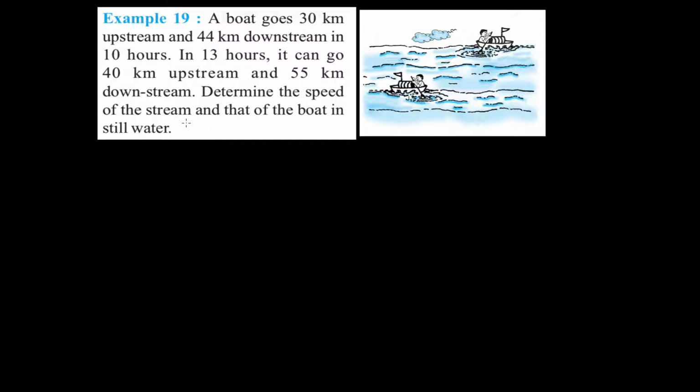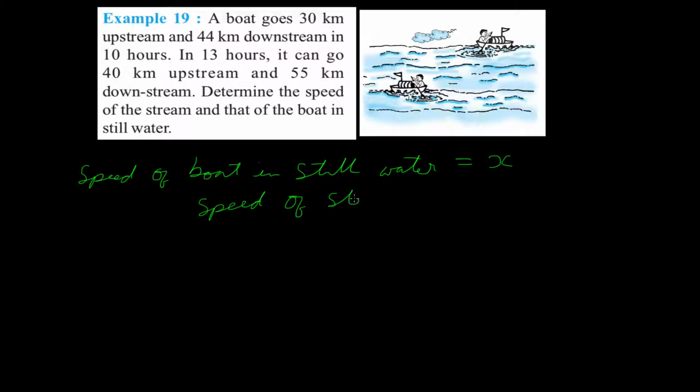Okay, so first let us identify our variables. There are two variables here, speed of the stream and that of the boat in still water. So let's say the speed of our boat in still water, if the water is just still, is x. And now let us assume that the speed of the stream, that is the water flow speed, is equal to y, and both of them are in kilometer per hour.